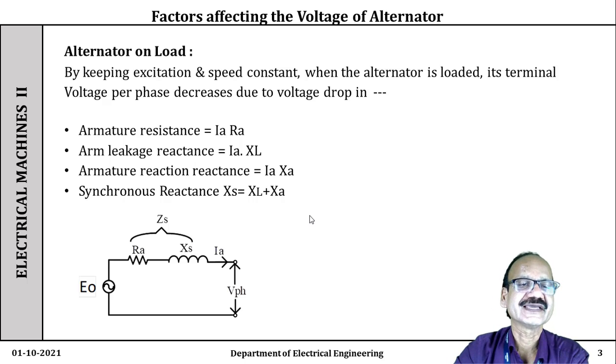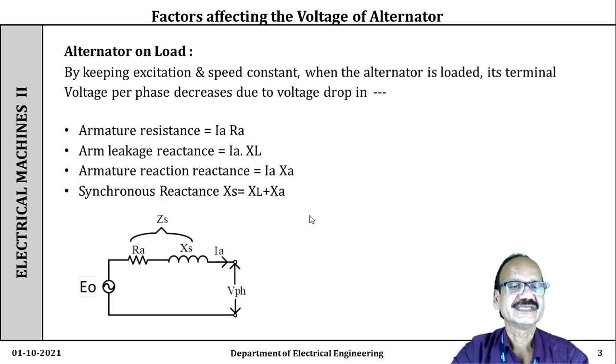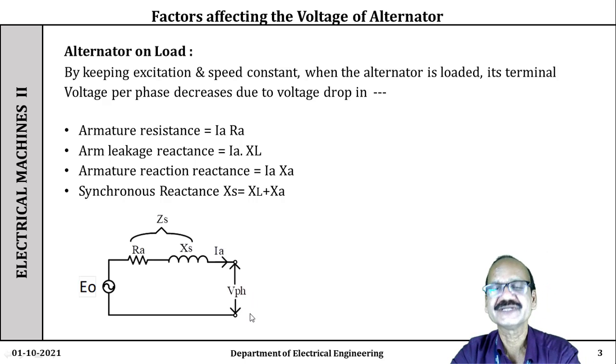Now see the equivalent diagram of the alternator. Here the generated EMF is E0, that is the no load voltage, and RA and XS are the winding parameters. The combination of the armature winding resistance RA and the synchronous reactance XS is nothing but the synchronous impedance ZS. And here are the two terminals where the voltage is available, drawn on a per phase basis, and therefore it is shown as VPH. And this is the armature current. When the load is connected at the terminals, it starts delivering the load current.